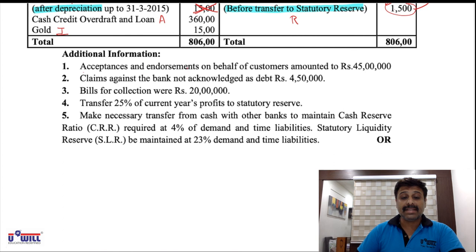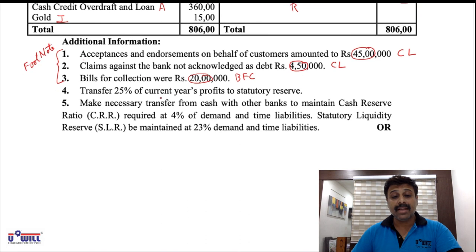Now acceptances and endorsements on behalf of customers amounted to 45 lakhs, but cancelling 3 zeros you will record only 4500 in contingent liabilities. Below the balance sheet as a footnote it will come. Claims against the bank not acknowledged as debts, again cancelling the 3 zeros you will write only 450 in contingent liabilities. Bills for collection, BFC, cancelling the 3 zeros you will write only 2000 rupees. Directly in balance sheet you will write it as footnote. So these three things will come below the balance sheet as a footnote after the totals of balance sheet.